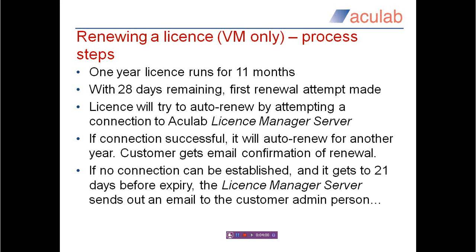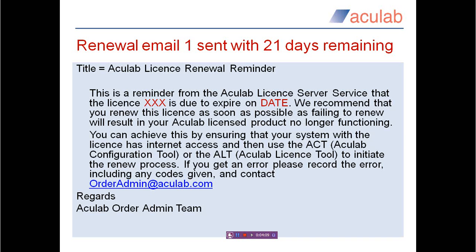But if there isn't a connection, it will try a few more times, but if you get to 21 days to go, you'll get an email, something like this, to say that there's a license on a server that needs renewing and it will expire on a particular date, and offers assistance and suggestions as to how you might renew that license using the ALT tool.